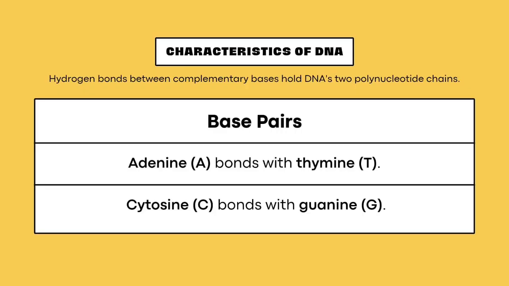What are the characteristics of DNA? The main characteristic of DNA is that it has two base pairs. First, adenine bonds with thymine, and cytosine bonds with guanine.